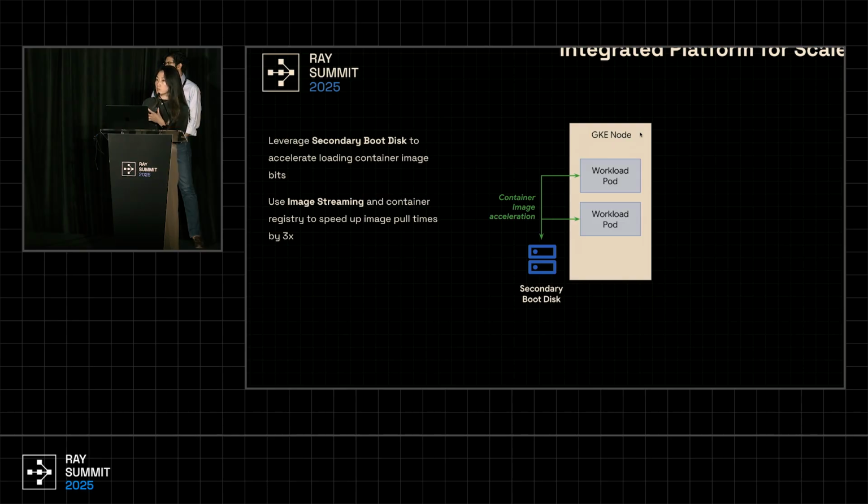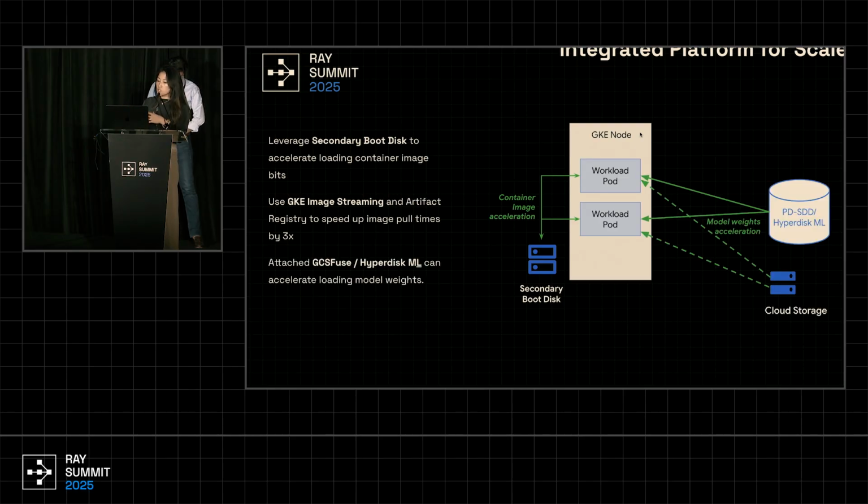And then image streaming, what it does is that your container can start without having the entire container image loaded on. You can intelligently pull parts of that image and get it going while the rest of it is running in the background. So this reduces your startup from minutes to seconds.